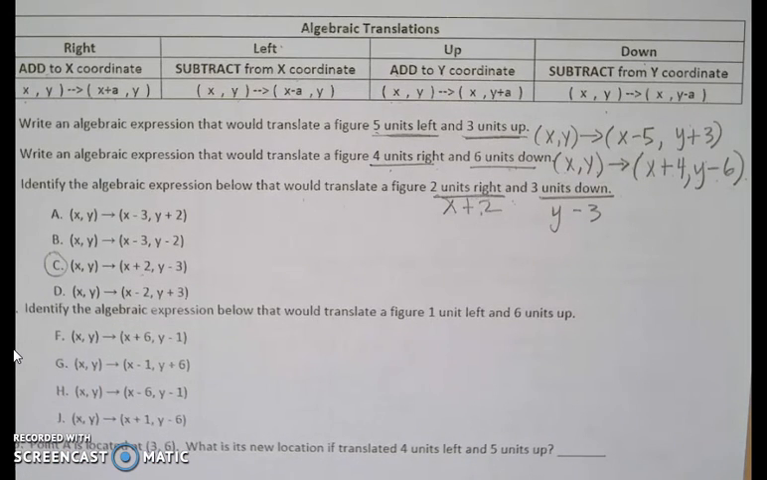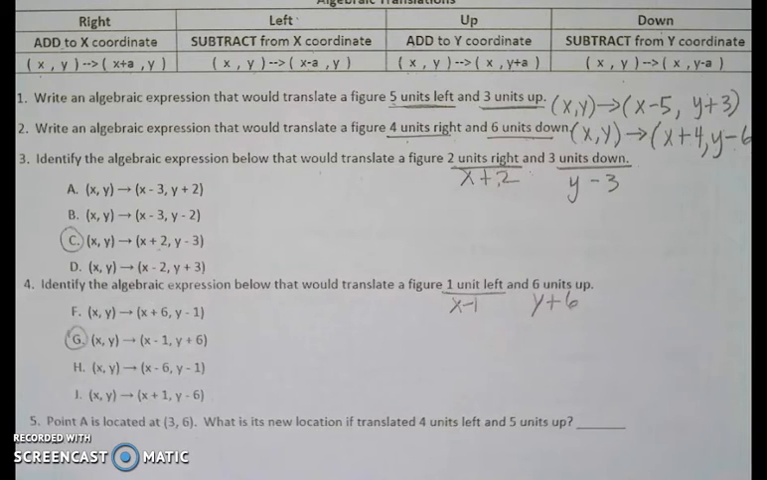Try number 4 by yourself. Okay, hopefully when you read this one, you realized that 1 unit left was x minus 1, and 6 units up was y plus 6. So you looked for the answer choice that matched your work. Let's look at example number 5.